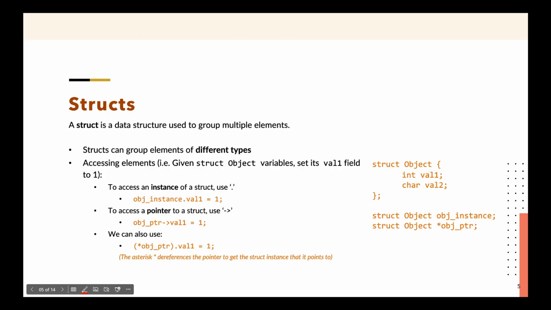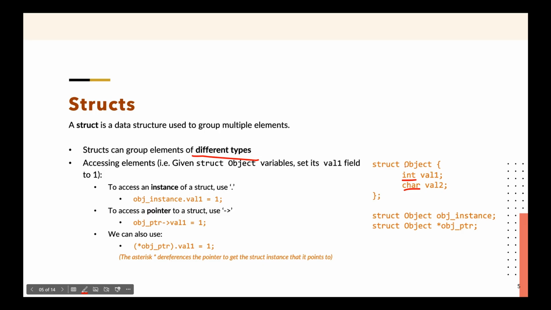That should be everything you need to know about strings and the difference in the ways to declare them. So we're going to talk about structs now. And these are essentially data structures that are used to group multiple different elements together. And the key thing about these structs is that they can group elements of different types, right? And this is important. You can see here in this struct right here, we have an int and a character.